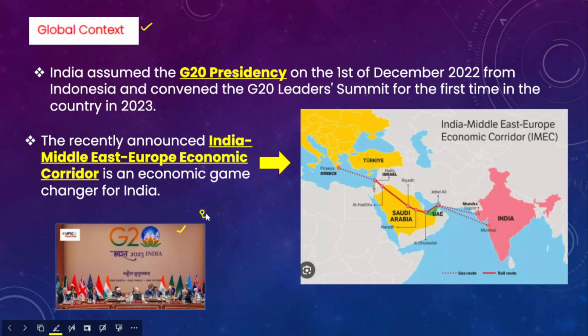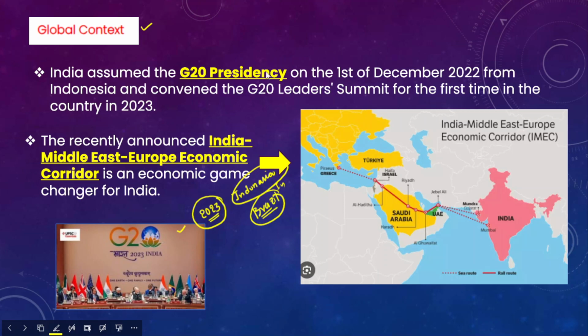So if we talk about India's achievements at the global level, India successfully conducted the G20 summit last year in 2023. So please understand that India had taken the reins of G20 leadership, or presidency, from Indonesia and successfully conducted it and passed it on to the next country, that is Brazil. So first Indonesia, India and then Brazil. So this is the chronology.